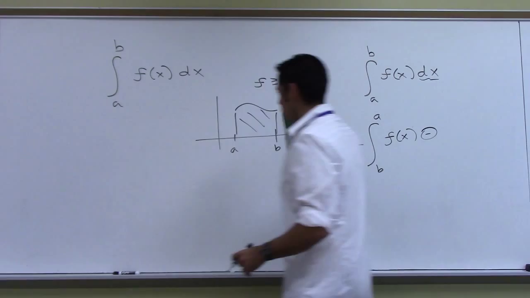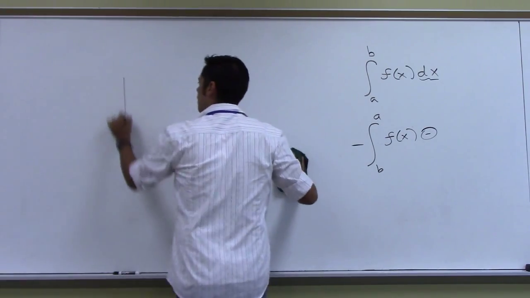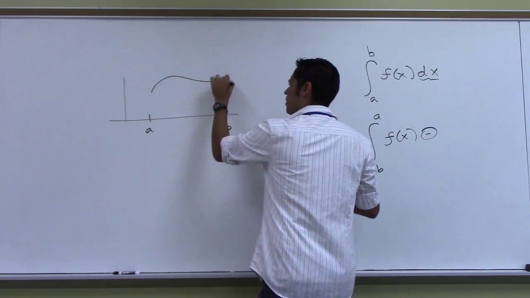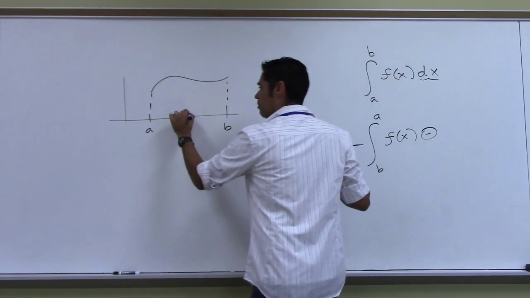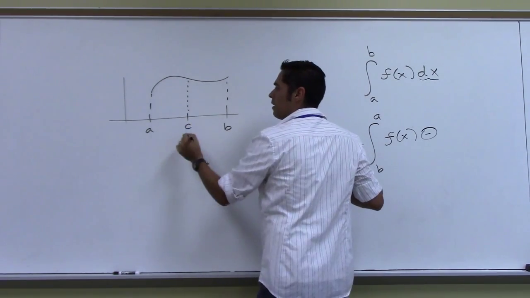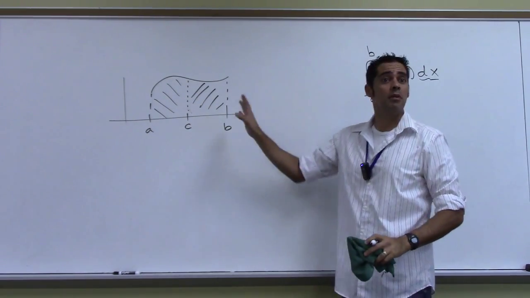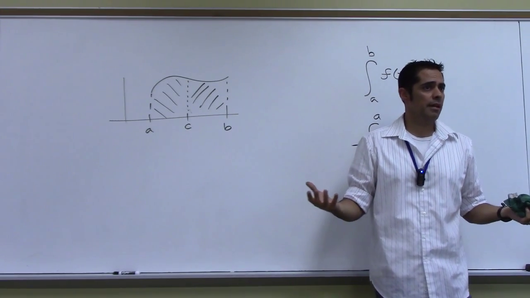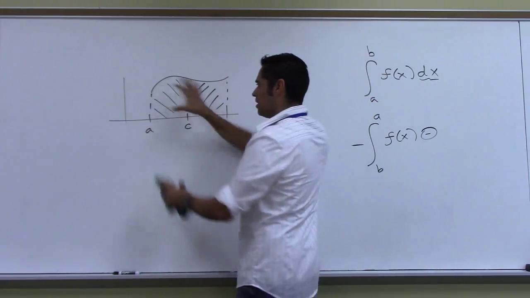Property 7 says that if you are looking at a function and you're trying to find the area between A and B, then you're allowed to find a number in between A and B, let's call it C, and you can do two areas. You can do this area, and you can do this area, find them separately, and add the two answers together. That would make sense to you? The total area is this area plus this area.